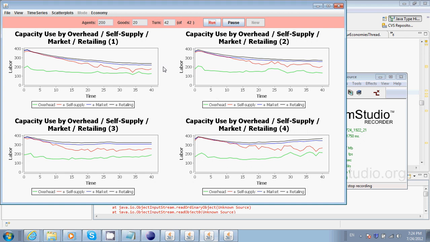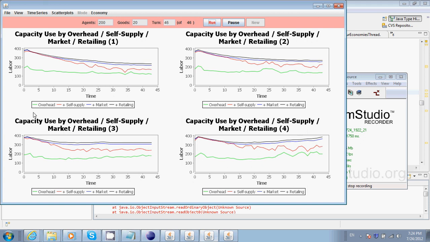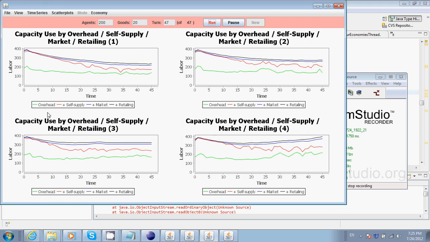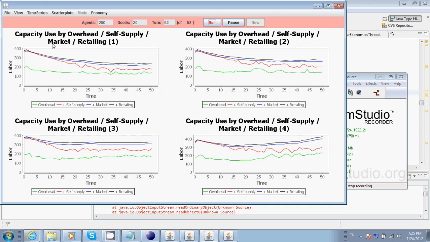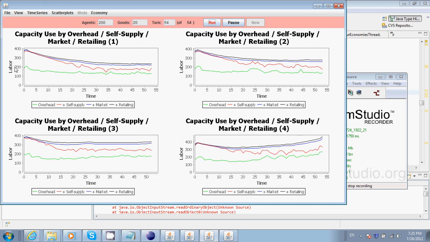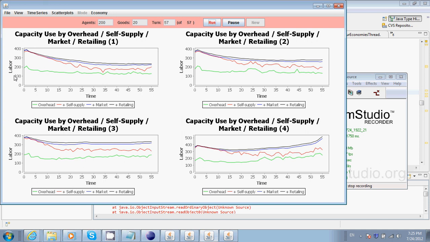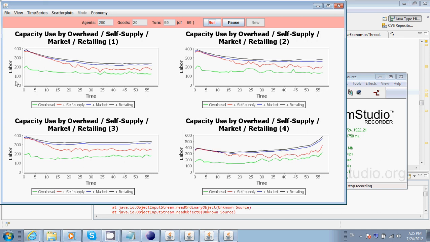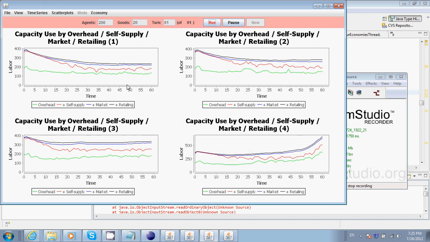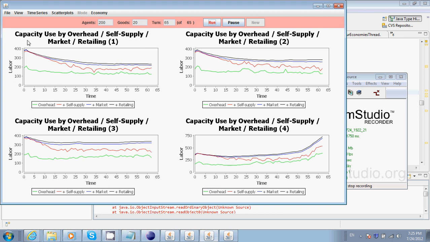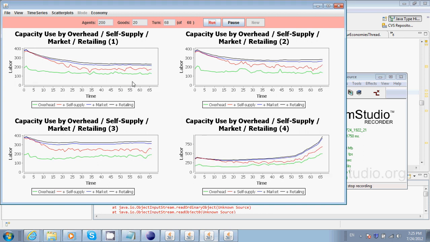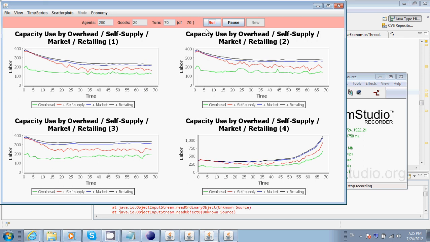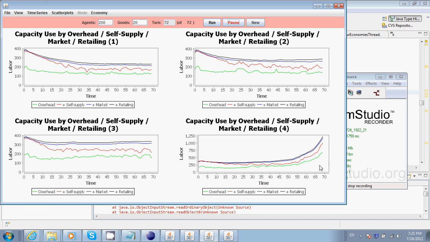A little bit about the structure of this chart. You see the legend here: overhead, self-supply, market, retailing. This represents the capacity of the economy. It says labor, but it's actually labor augmented by capital, so you could call it capacity use. And so what this chart shows is that everything that's under the green line, this is what society uses to cover its overhead. I'll pause this a little bit so I can explain while something interesting is happening.